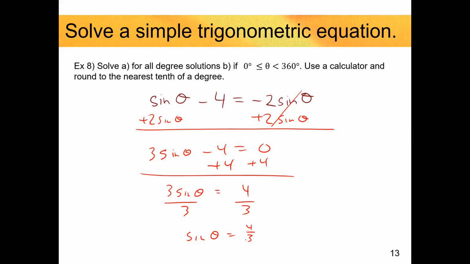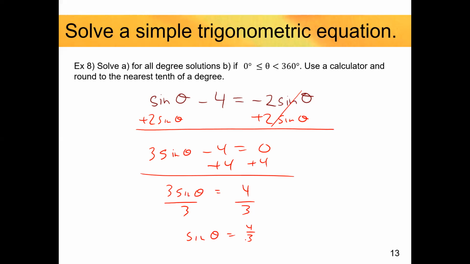Okay, is that a value that we know? No, I don't think that's on the unit circle, right? Unit circle is 0, 1, 1/2, square root 2 over 2, square root 3 over 2. Oh, cool. Okay, Adrian noticed something. You got a sine value that's going to be 4/3, which is more than 1. That's not possible.